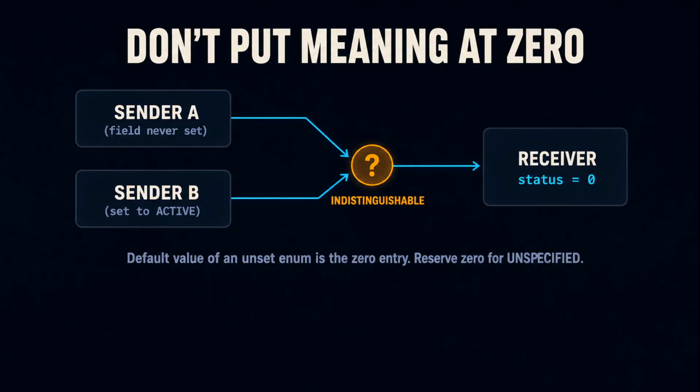The convention, baked into Protobuf style guides, is to make the 0 value an unspecified entry. A meaningful business value never sits at 0. Otherwise, unset and active mean the same thing.